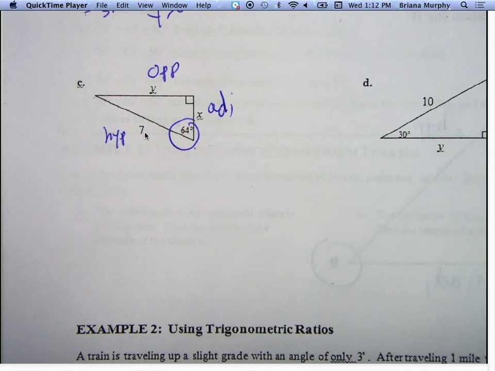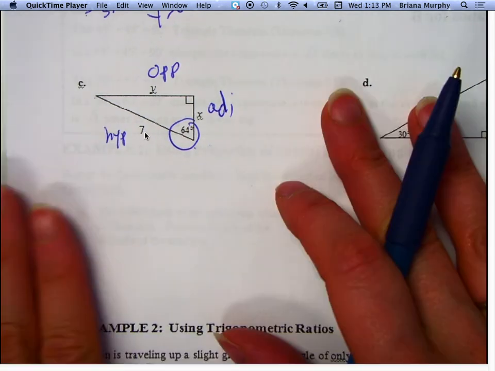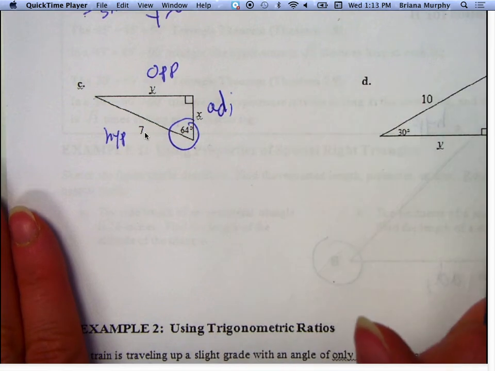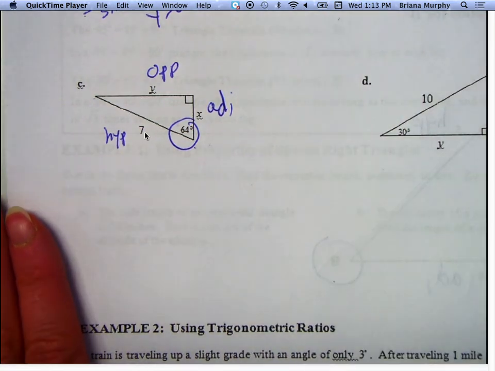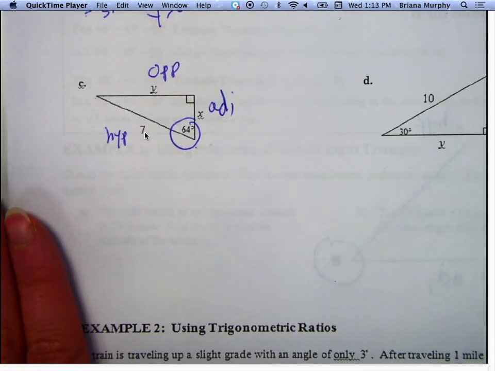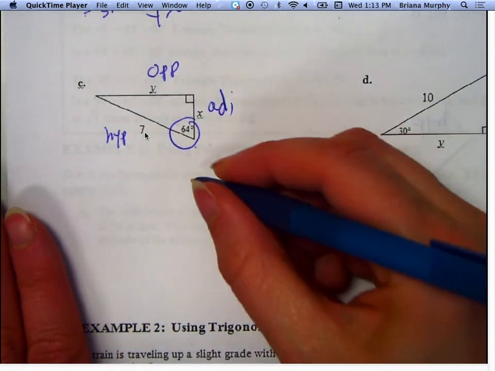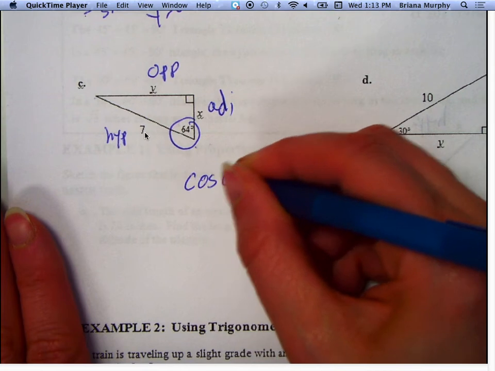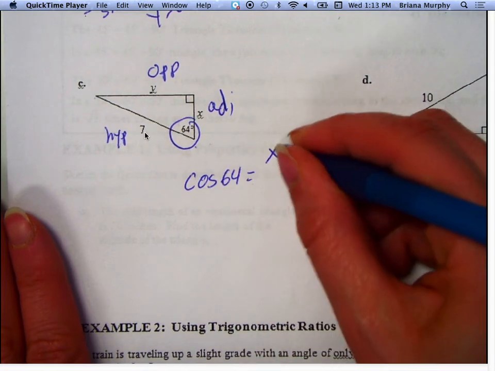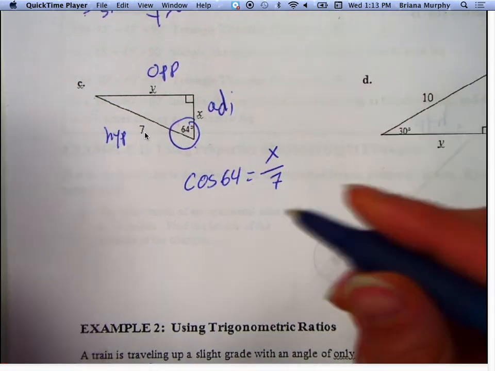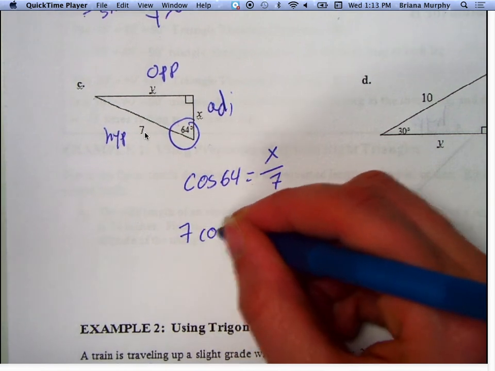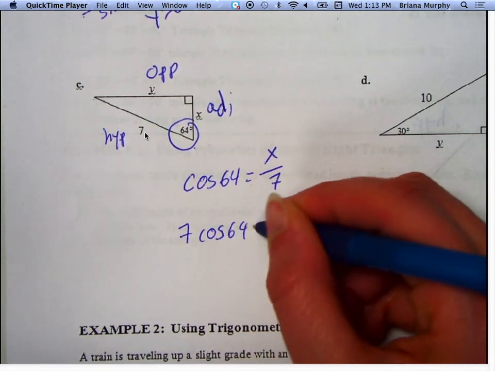That's the most common mistake, mixing up your adjacent and hypotenuse. No, I mean the opposite and adjacent, excuse me. All right, so we are going to set this up. We've got cosine of 64 equals the adjacent x over the hypotenuse 7. We cross multiply and we get 7 cosine 64 equals x.